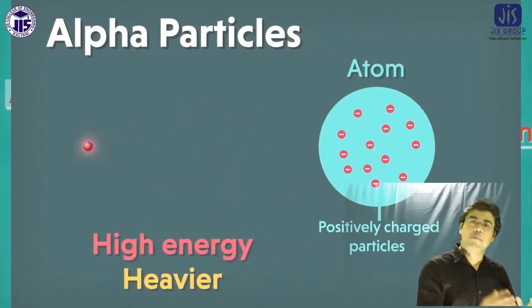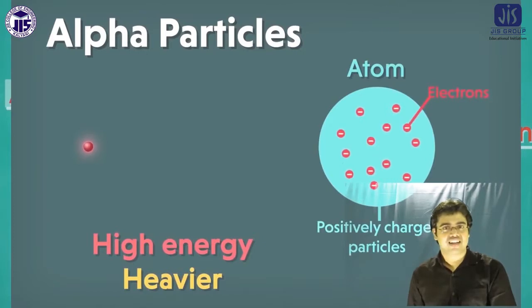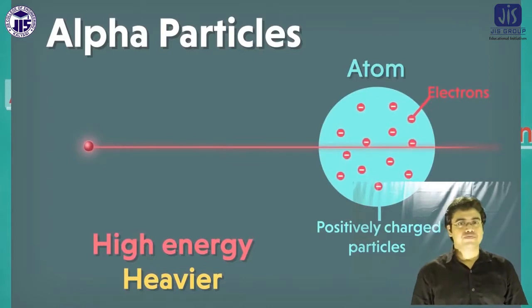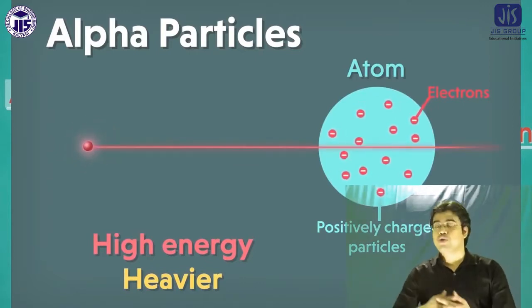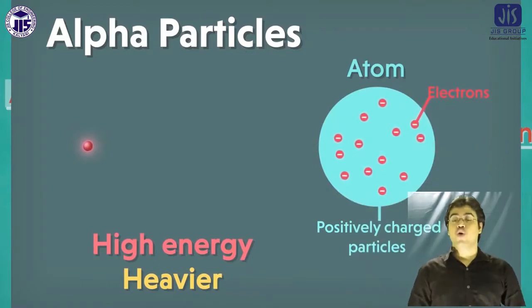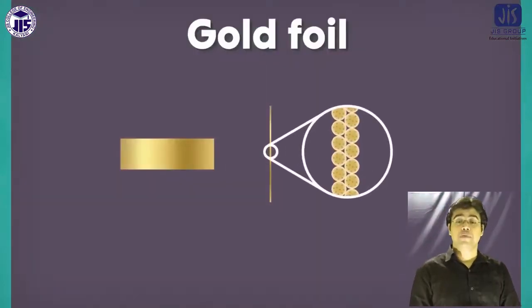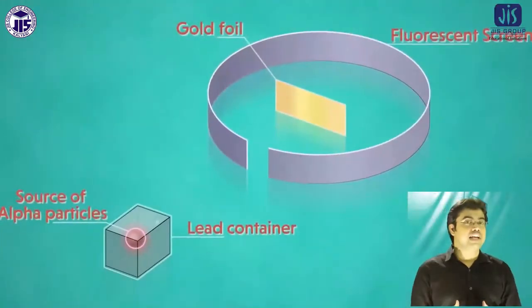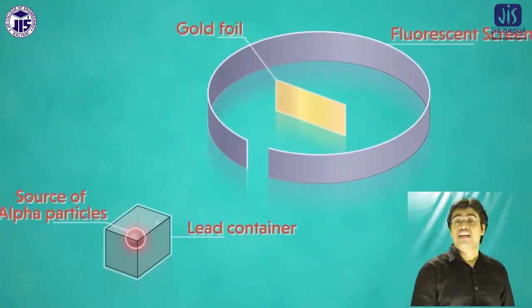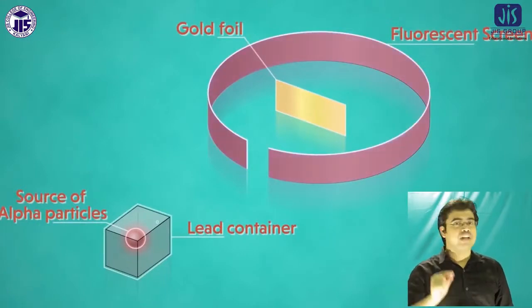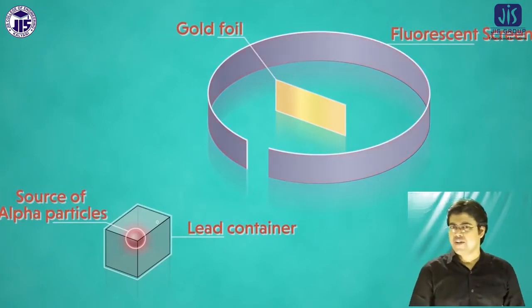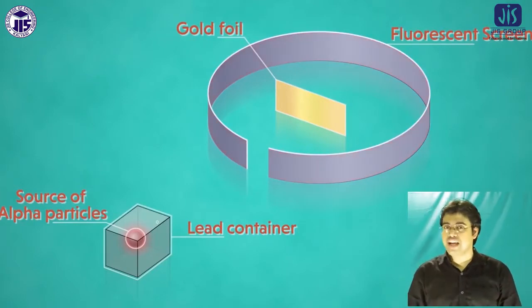And according to the plum pudding model, Rutherford thought that all the alpha particles should go through the gold foil. And that's why Rutherford used the gold foil, because gold foil is very thin and is approximately made of 1000 atoms. And there is a detector also. If the alpha ray passes through the gold foil, then the alpha ray hits the detector, and the detector is actually a fluorescent screen. That means when the alpha ray hits the fluorescent screen, it will glow.